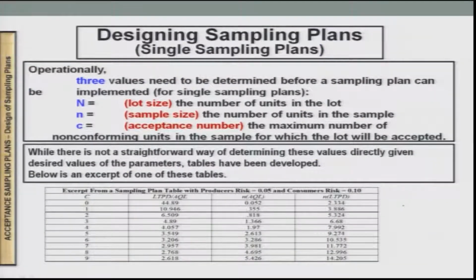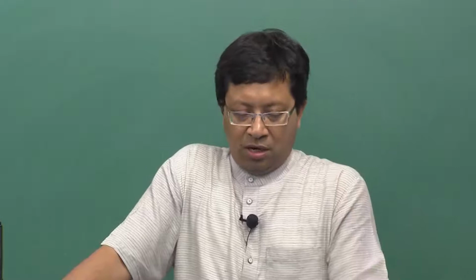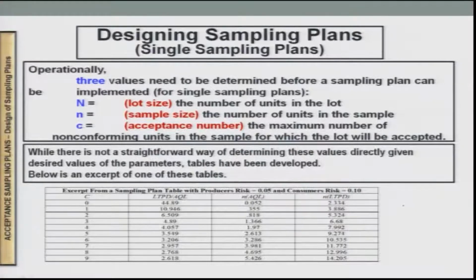Now, you have to design a sampling plan, and we will very simply consider only the single sampling plan. We will not go into the complications of double sampling plans, sequential sampling plans and all these things. Operationally, 3 values need to be determined before a sampling plan can be implemented, and as you remember, I have kept mentioning the concept of capital N, small n and C repeatedly. These are the important factors based on which you can design the sampling plan.